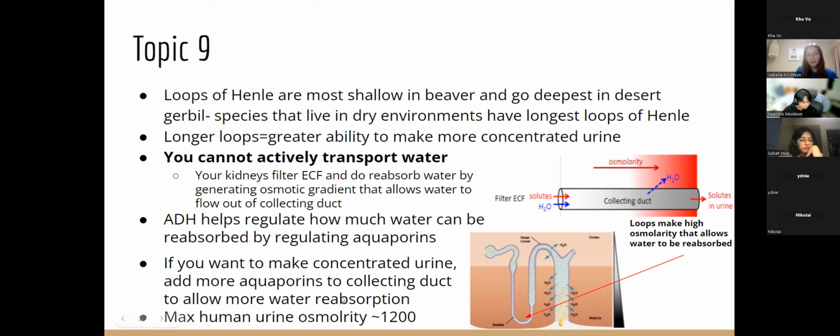And the max human osmolarity is about 1200 milliosmolar. And the loops are what actually make the high osmolarity down here that allows water to be reabsorbed from the collecting duct.